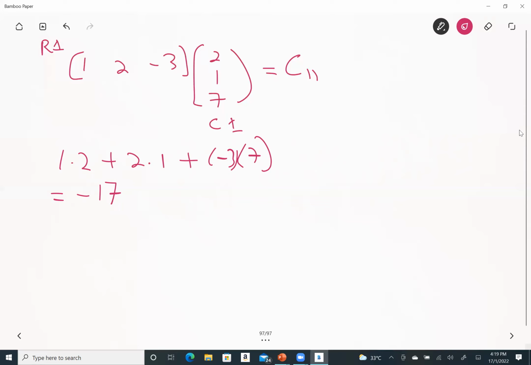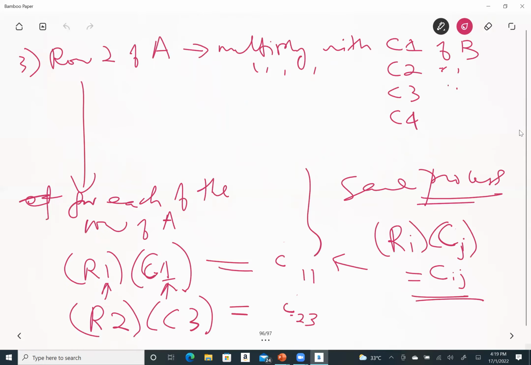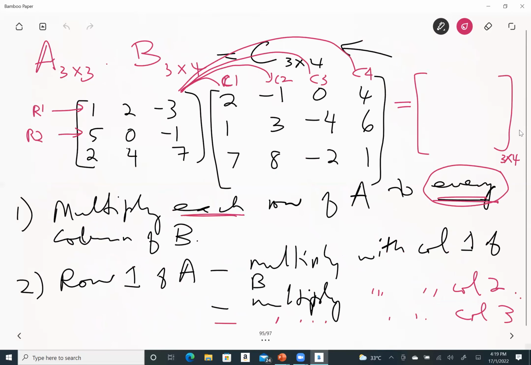Okay, is it correct or not? Correct. Negative 17, yes, correct. So you check your answers. I want to make sure that my answer is correct. So verify it. So that will be equal to negative 17. Put it there. That will be row 1, column 1.